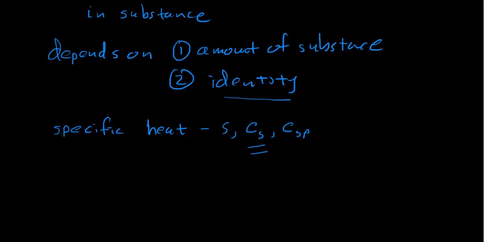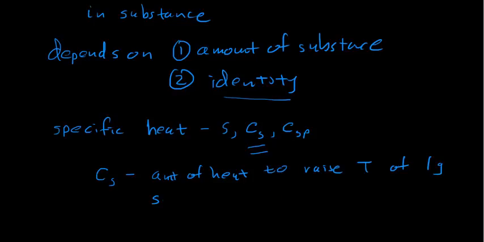So specific heat then is defined as the amount of heat. Remember, heat is a way of transferring energy, so we're talking about the amount of energy that we have to transfer as heat to raise the temperature of 1 gram of substance by 1 degree Kelvin. And since the Kelvin scale and the Celsius scale have exactly the same degree size, that's also the same as 1 degree Celsius. So if you heat something up by 1 degree Kelvin, you also raise its Celsius temperature by exactly 1 degree because they have the same degree sizes.